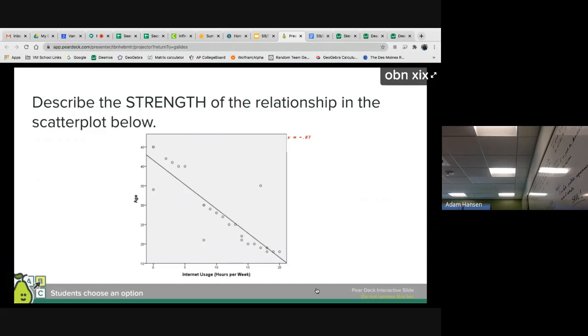Are there points kind of set apart from the line? Yeah, there's a few outliers. Few outliers, right? Isn't this person using the internet a lot more than what their age group would typically indicate? And this person's using the internet a lot less than what their age would typically indicate.